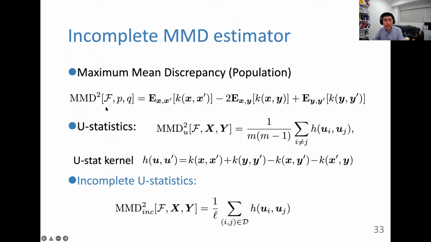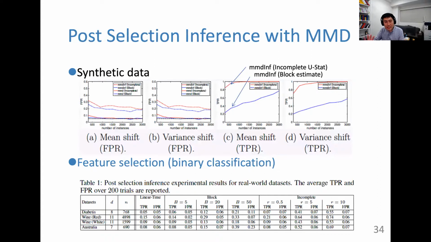Okay, I just want to skip ahead, but basically we use the MMD, and we can use U-statistics. We can use an incomplete version of U-statistics, or just a block estimate of a U-statistic MMD estimator. And so these are the results. Basically, for these experiments, we found the incomplete U-statistic is better than the block estimate.